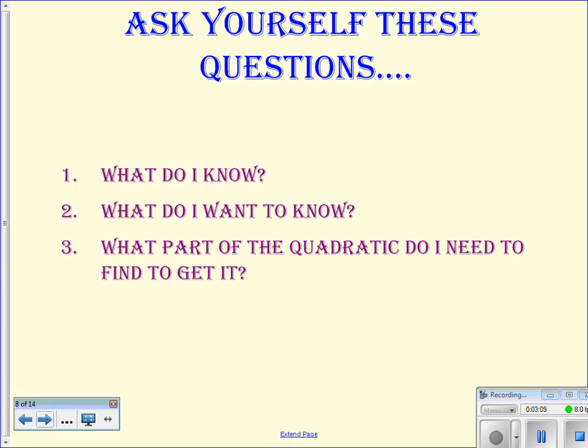All right, so let's talk about when we get into these word problems, how we can solve them. What I like to do is ask myself 3 questions when I'm reading through word problems. First question, what do I know? Second question, what do I want to know? Third question, what part of the quadratic is going to tell me what I want to know? Is it the y-intercept? Is it the vertex? Is it the axis of symmetry? What part of a parabola will give me the answer that I want? Those are the 3 questions that I look through as I'm going through these.